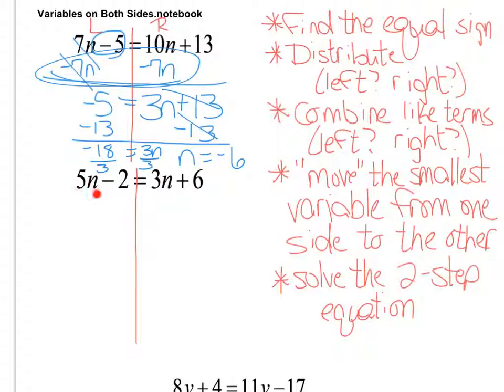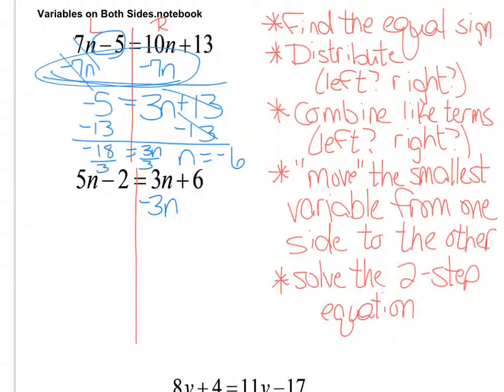The next step, are there any like terms to combine on the left and on the right? Any like terms on the left? No. Any like terms on the right? No. So once there's nothing to distribute and nothing to combine, then I'm ready for the next step. Move the smallest variable from one side to the other. So I look at my variables. I have a 5n, I have a 3n. What's smaller, 5 or 3? 3n. So I've got a positive 3n.